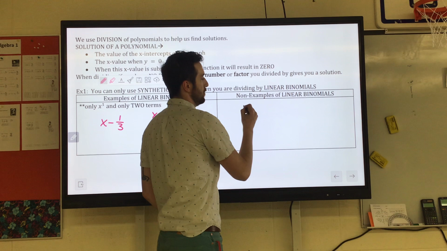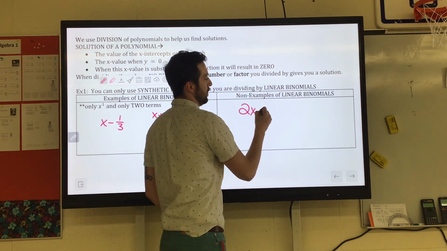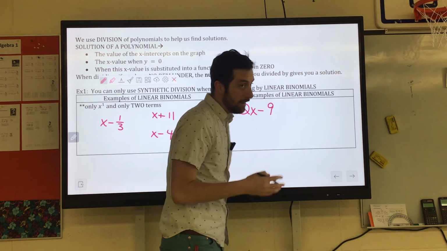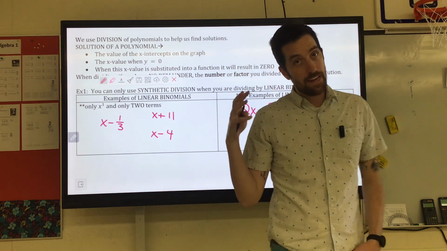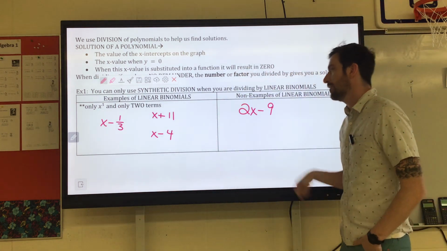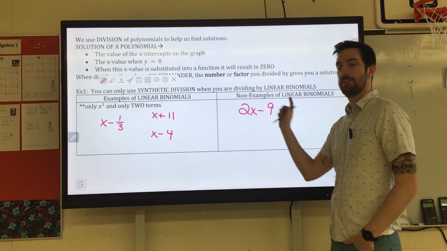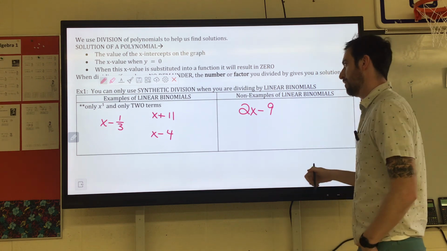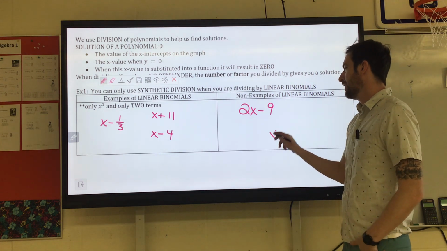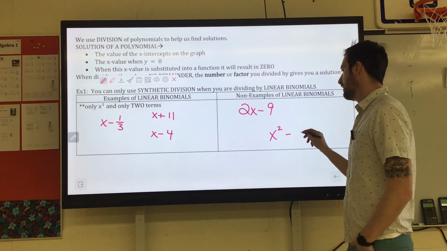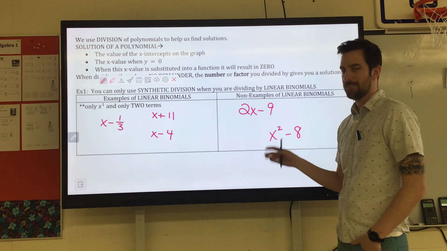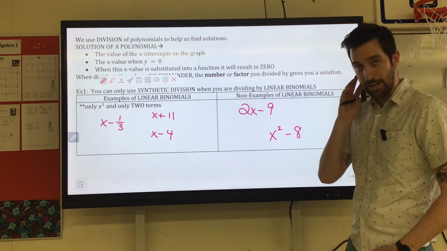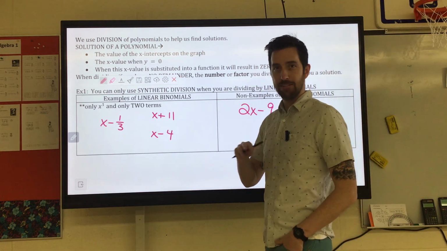It just has to be two terms and it has to be x to the first power. So you couldn't do it if it was like dividing by 2x minus 9. It needs to just be x and then plus or minus something. Now, you can make something like that work, which we'll see actually with example 1. Also you can't do it for like x squared minus 8 because x to the second power isn't linear. It needs to be x to the first power plus or minus some number.